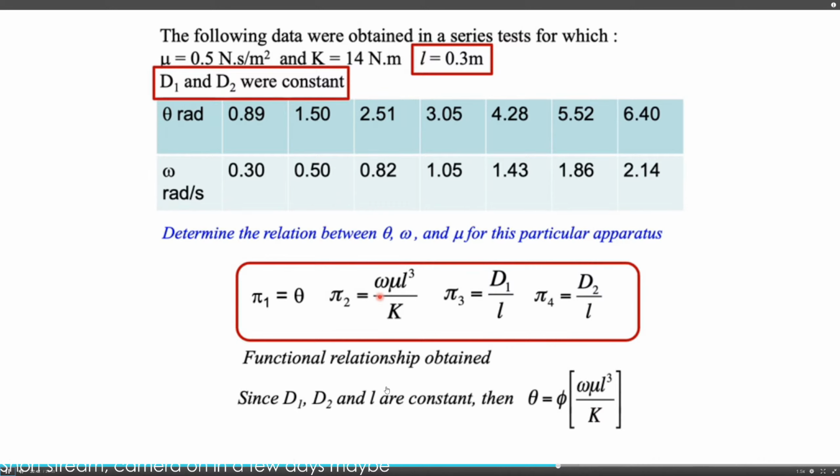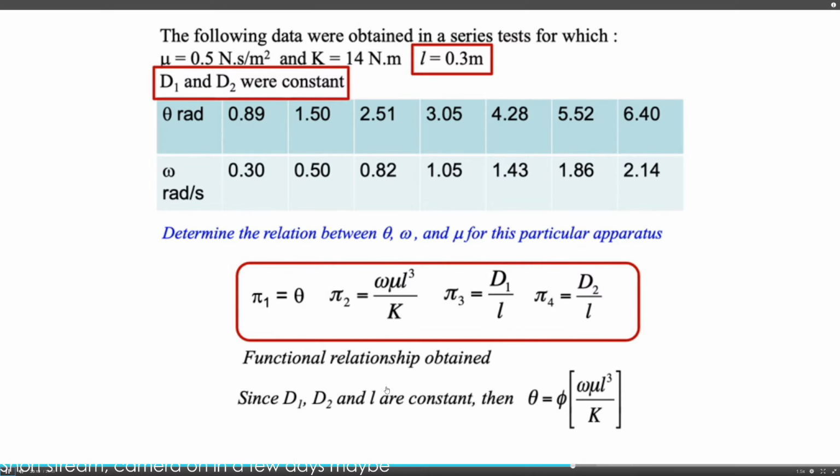Okay, now we take a look at the information that we have. So if you rotate the outer cylinder at 0.3 radians per second, the inner cylinder will get twisted by an angle of 0.89 radians, right? Now when you increase the speed of rotation, this angle of twist becomes greater and greater. The angle of twist increases as you increase the rotating speed of the outer cylinder.